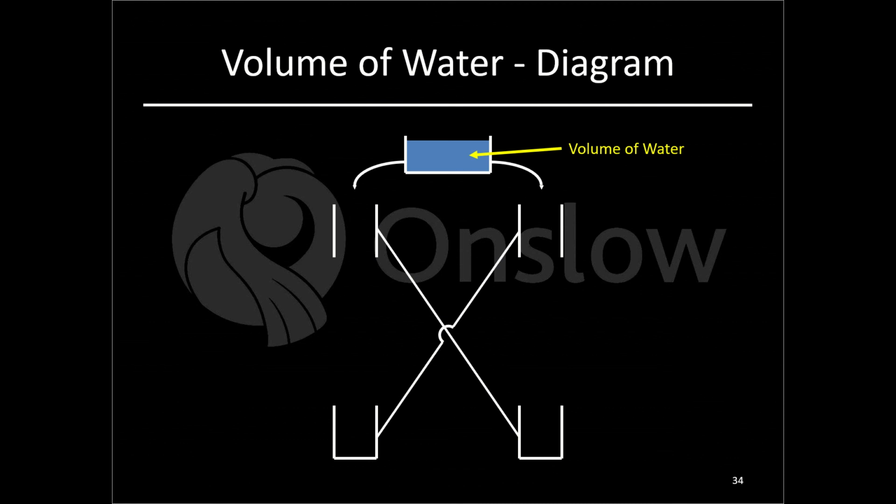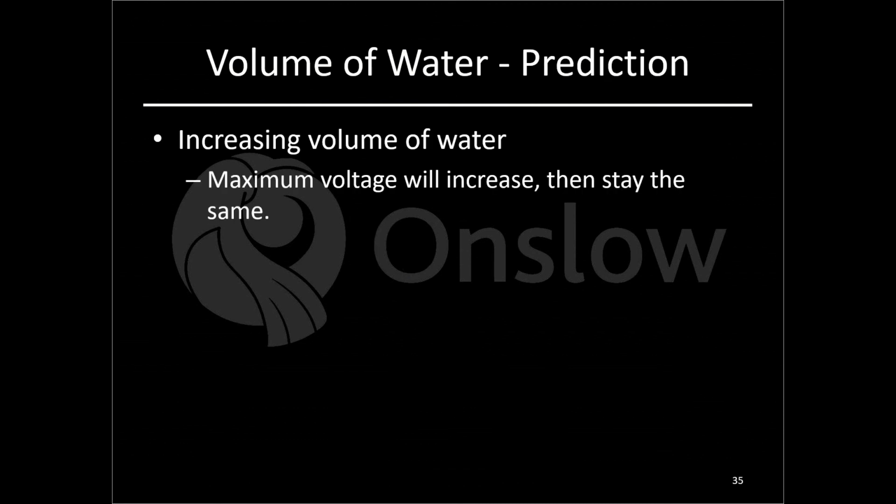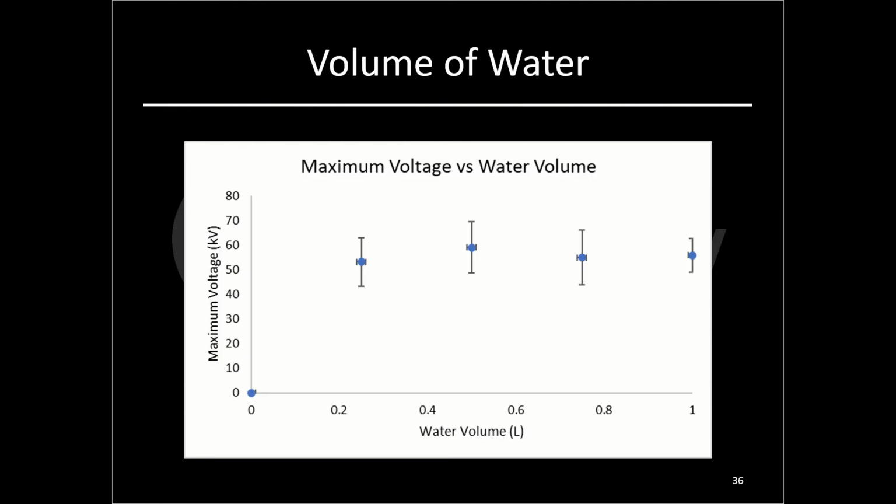Next is volume of water. This is the volume of water in the reservoir at the start of the test. I predicted that increasing the volume of water will increase the maximum voltage, but then after a certain point it will stay the same. We can see that this is true, and that the maximum voltage plateaus after 250 milliliters.